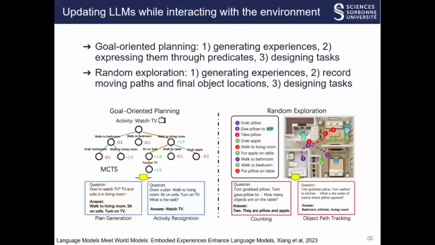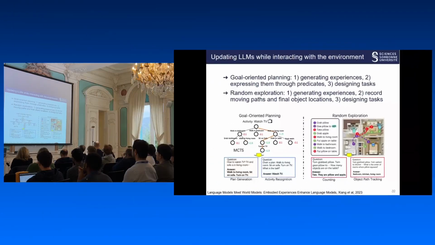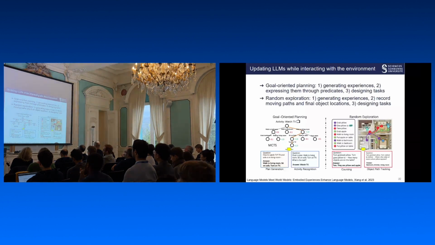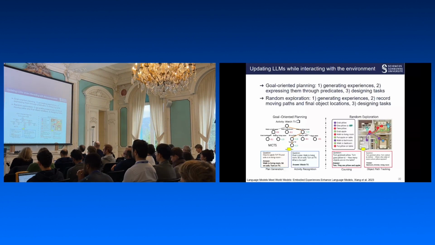And according to this tree, you can design some new tasks such as plan generation, so given an objective, generate the plan, or activity recognition, so given a plan, identify the initial goal. And this is obviously completed according to the analysis of the tree through Monte Carlo tree search. And then using this, you can generate new data to feed to the LLM.